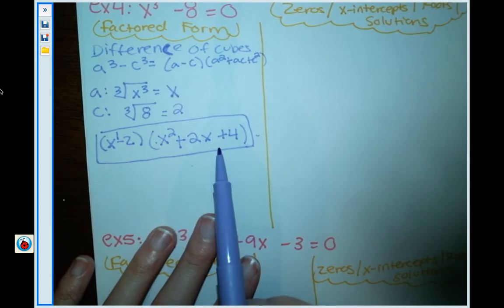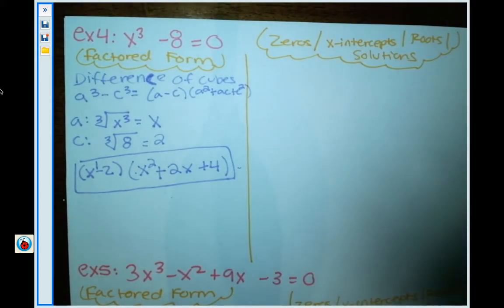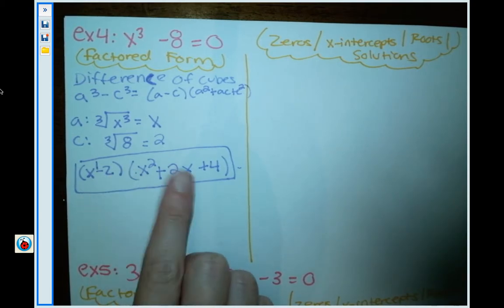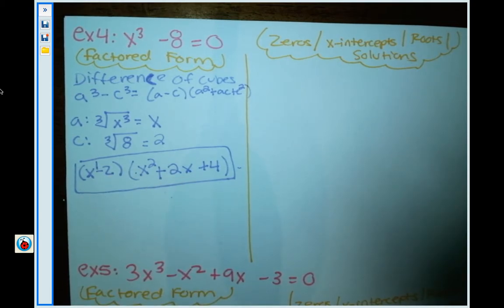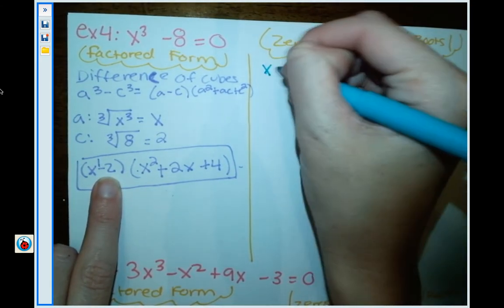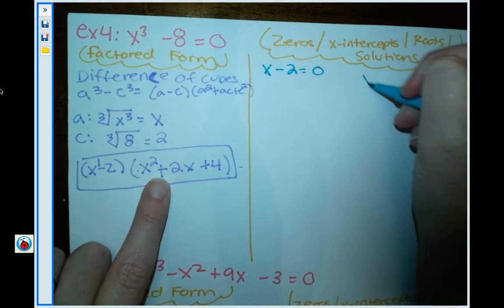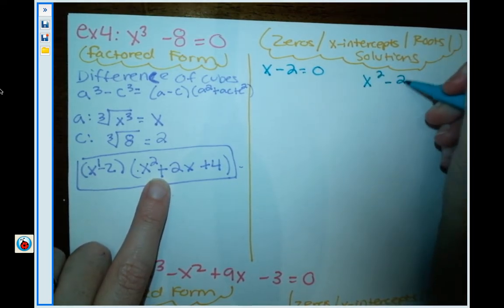You have to stop. Okay, so we have reached factored form. But now, I want to find the zeros, or the x-intercepts, or the roots, or the solutions. They all mean the same thing. Which remember, we do by setting each of these equal to 0. So we're going to set my x minus 2 equal to 0. And we're going to set this thing equal to 0. So x squared minus 2x plus 4 equals 0.